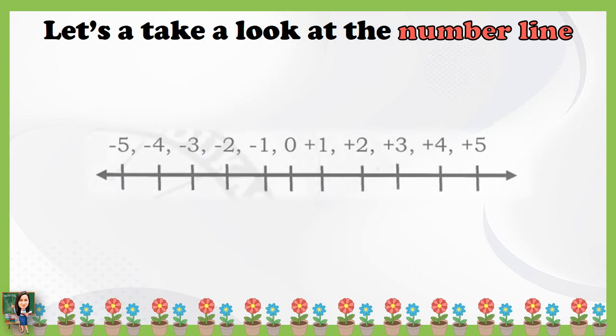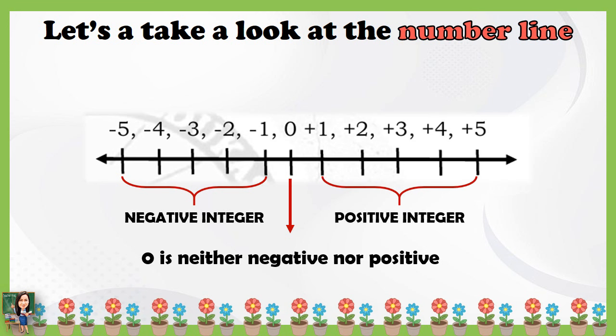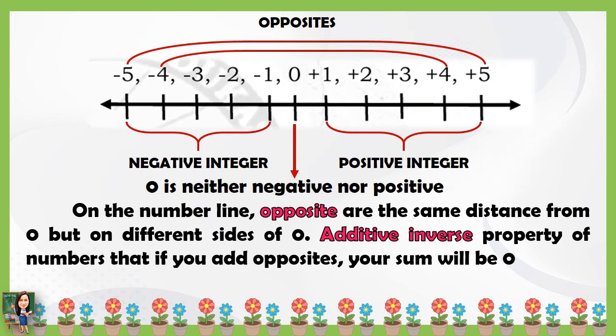Let's take a look at the number line. 0 is neither negative nor positive. These numbers are negative integers, and these numbers are positive integers. Negative 5 and positive 5, negative 4 and positive 4, these are opposite numbers. On the number line, opposites are the same distance from 0 but on different sides of 0. Additive inverse is the property of numbers that if you add opposites, your sum will be 0. For example, negative 4 plus 4 equals 0, and negative 5 plus 5 equals 0.